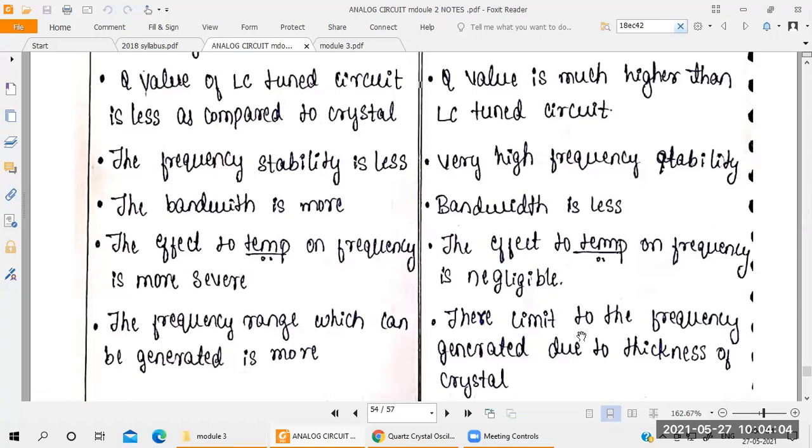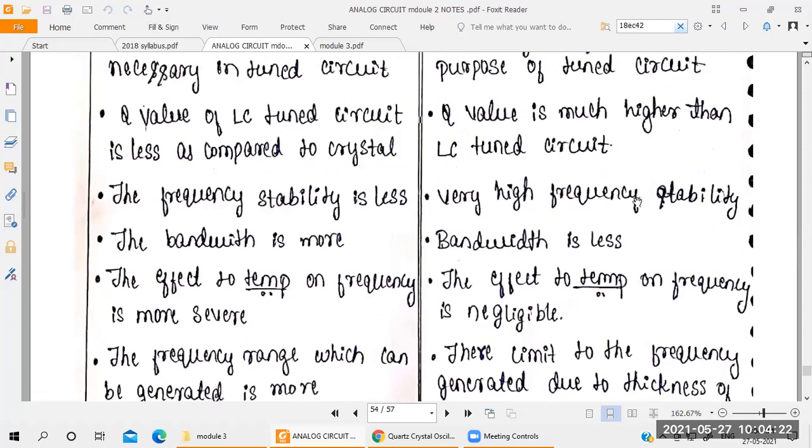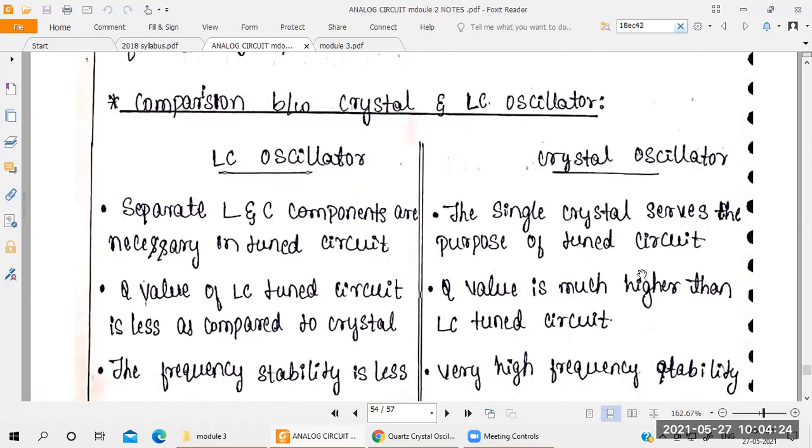Here, we can generate the frequency depending on the crystal thickness. Okay, means we can generate the frequency in terms of thickness of the crystal. So that is very important here. So these are the differences between the LC and crystal. Understood? So crystal oscillator is the best compared to LC oscillator and phase shift oscillator.